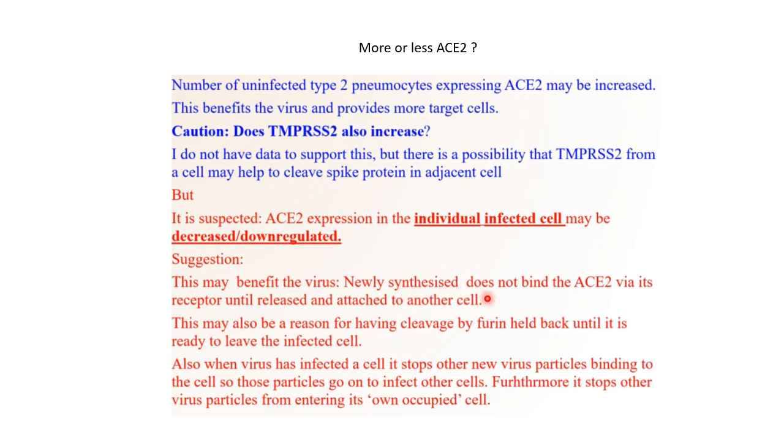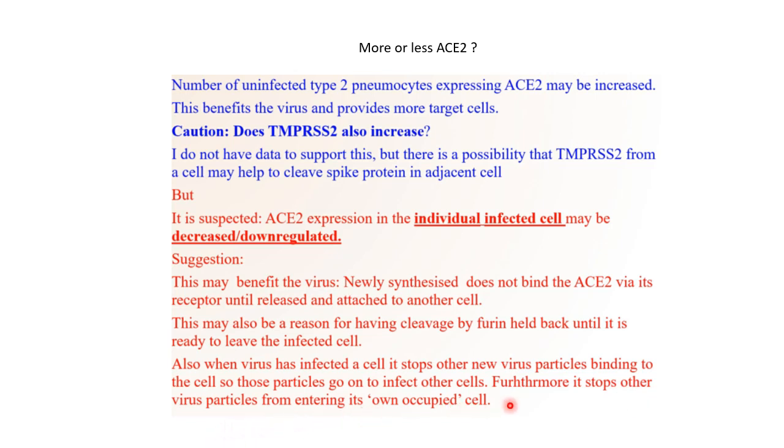Newly synthesized virus does not bind the ACE2 via its receptor until released from and attached to another cell. This may also be a reason for having cleavage by furin held back until it is ready to leave the infected cell. Also, when a virus has infected a cell, it stops other new virus particles binding to the cell so that these particles go on to infect other cells. Furthermore, it stops other virus particles from entering its own occupied cell.